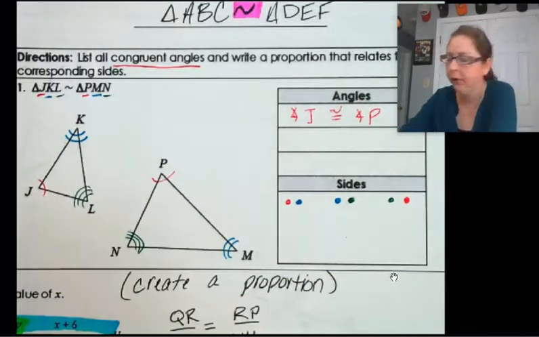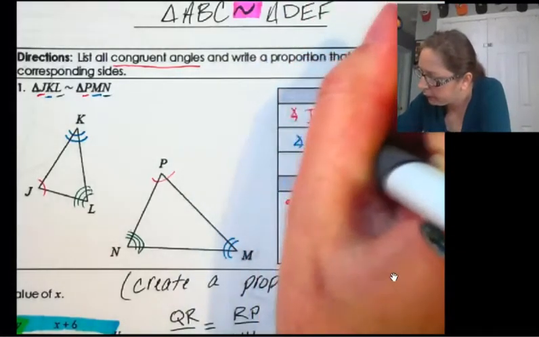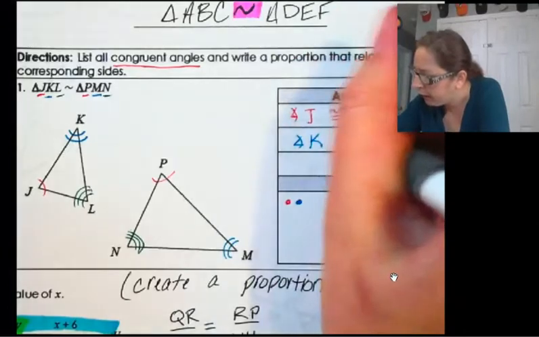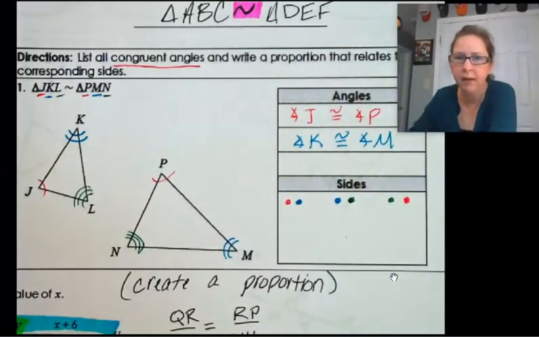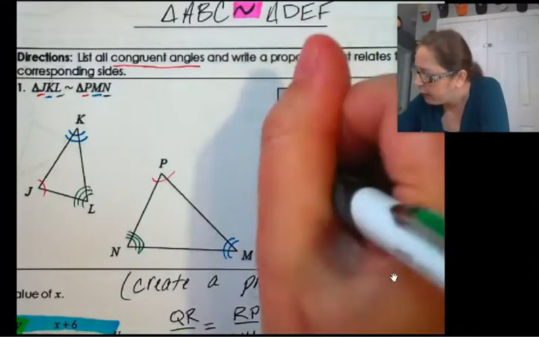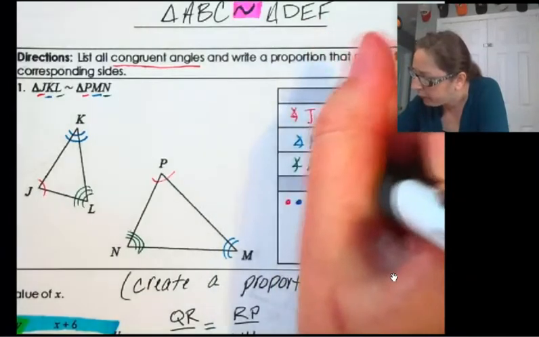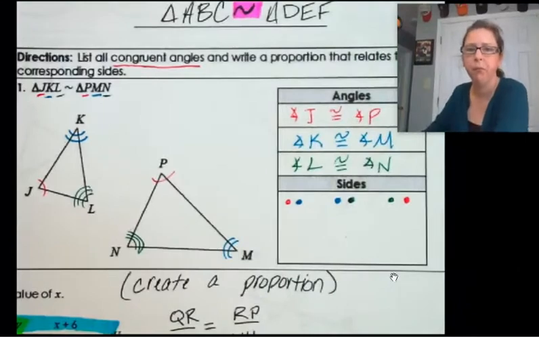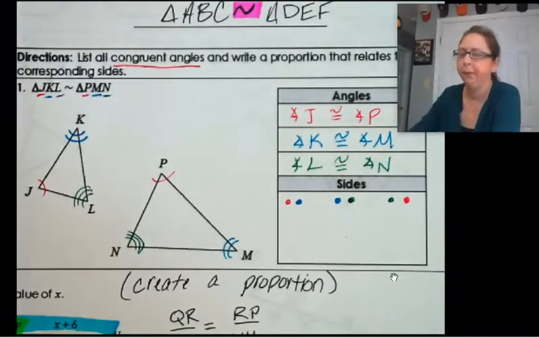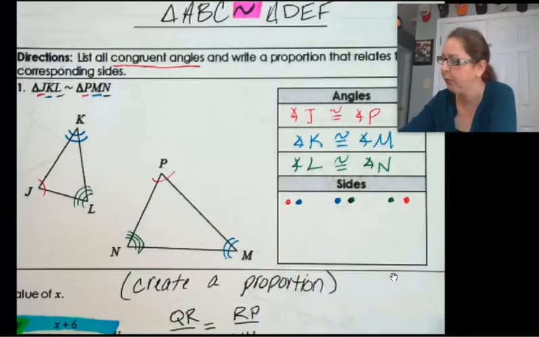All right, angle K is congruent to angle M. And now this is harder to tell. This is green I used. Angle L is congruent to angle N. All right, now for the sides, you do see these colored dots that correspond with red, blue, and green.